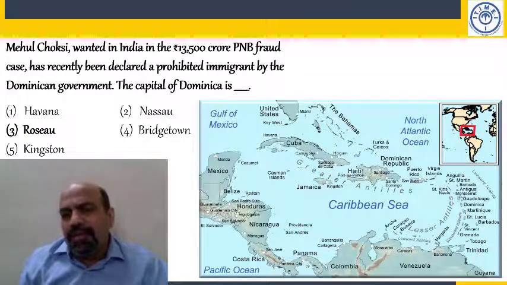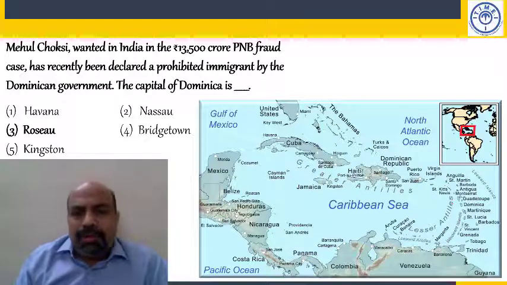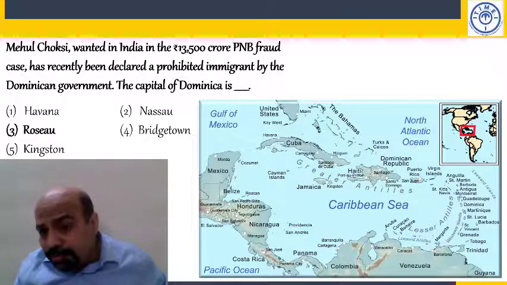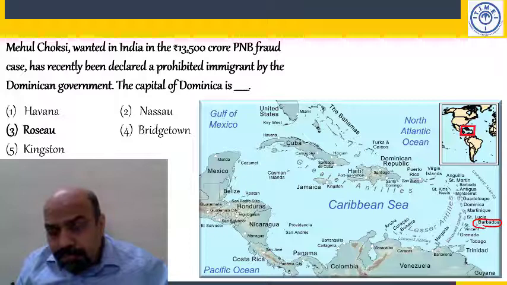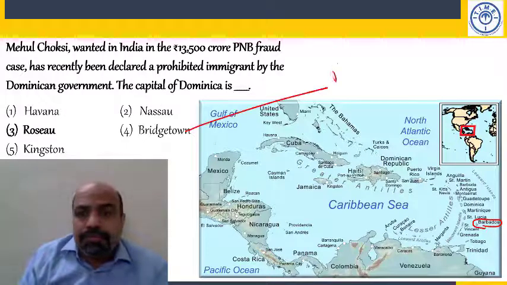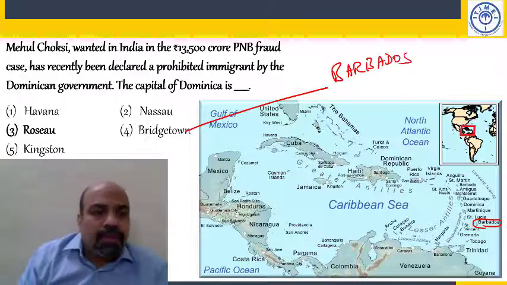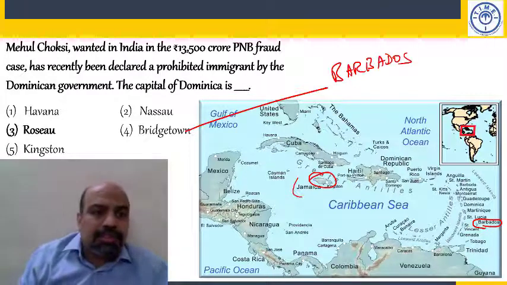Most of these are under British government. Nassau, Bahamas. Bridgetown. Bridgetown is Barbados. Here you will find Barbados here. Barbuda is here. This is Barbados. Kingston, you find Jamaica. Where is Jamaica? Man, Jamaica must be here. Yeah, Jamaica is a pretty large place. You see this island here? This is Jamaica.